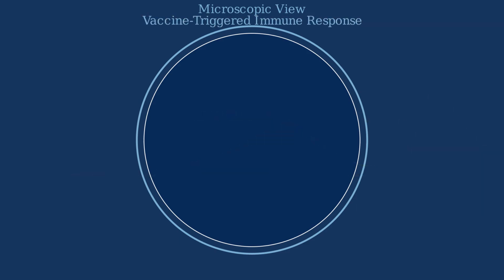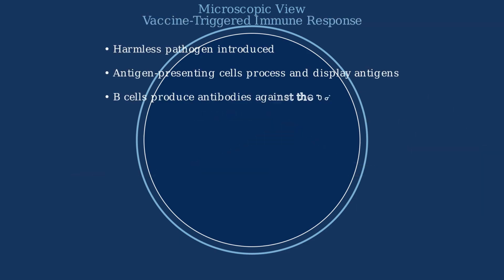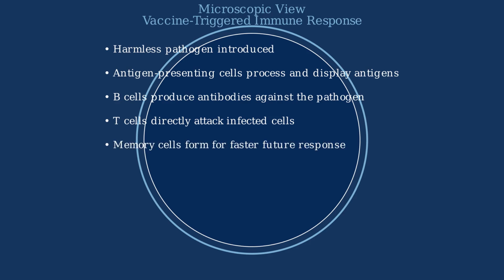To summarize, vaccines trigger an immune response by introducing harmless pathogens that train the immune system without causing disease. This creates a prepared defense system that remembers how to fight specific infections long before they occur.